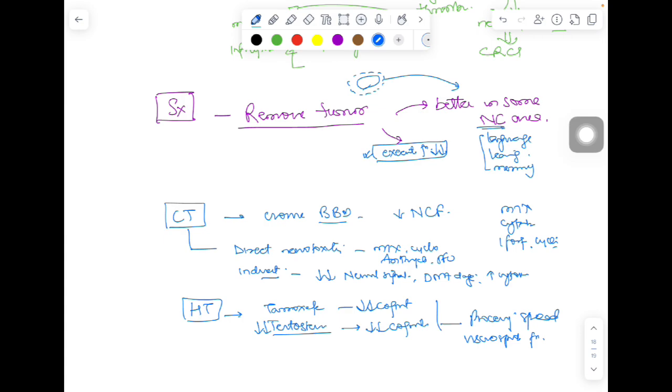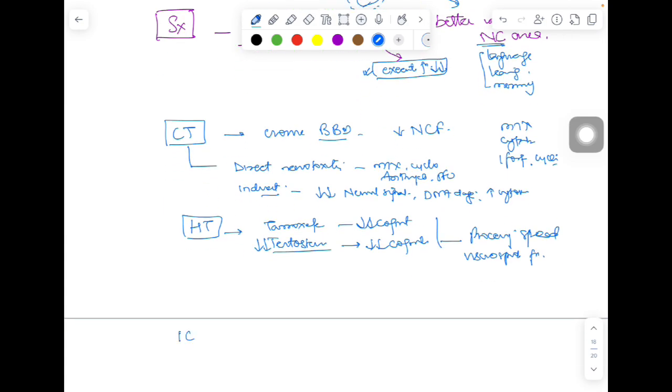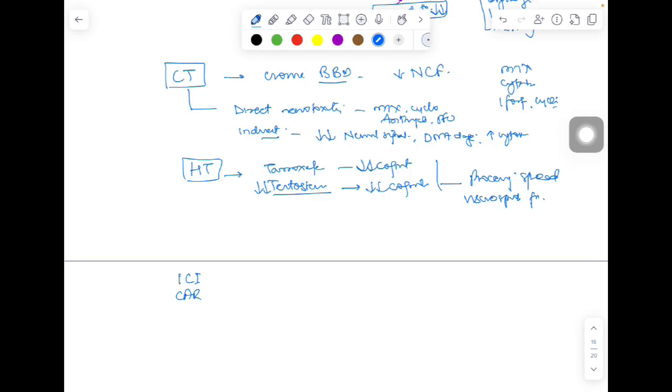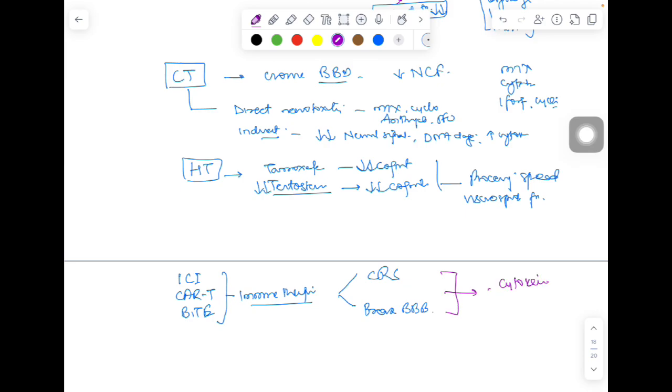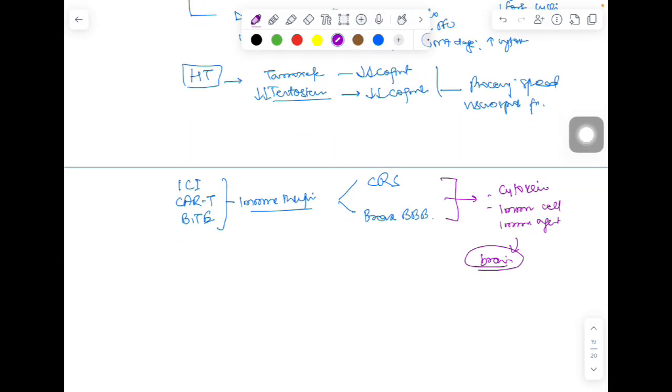Now the third set of agents is immune checkpoint inhibitors and CAR-T and BiTE. So these are immunotherapy or immune related therapies. These immune therapies cause two types of problems. One is CRS, that is cytokine release syndrome. The other is that they break the blood-brain barrier. So blood-brain barrier disruption and CRS both combined lead to cytokines and these immune cells and immune agents, whatever chemo or immunotherapy we are giving, having access to the brain. So the blood-brain barrier is no more protecting, and the cytokine is already creating a milieu.